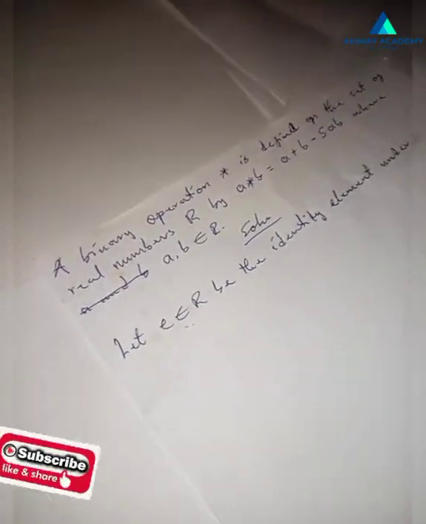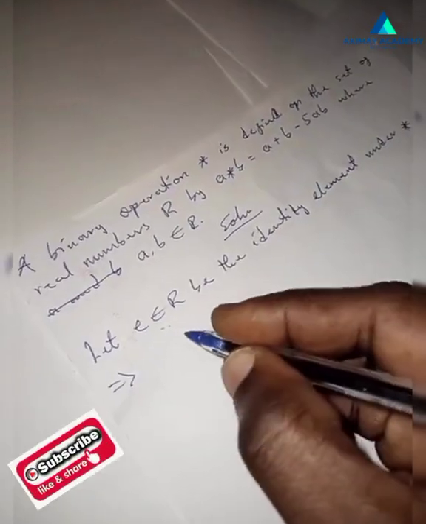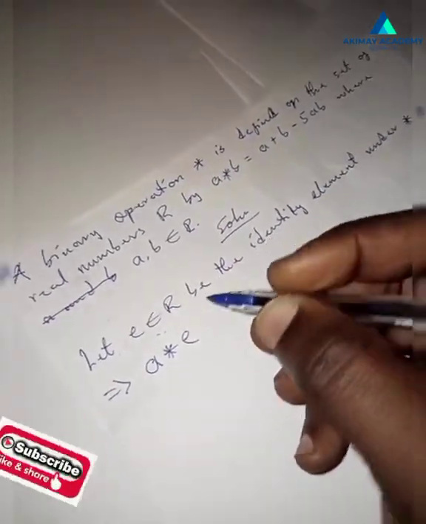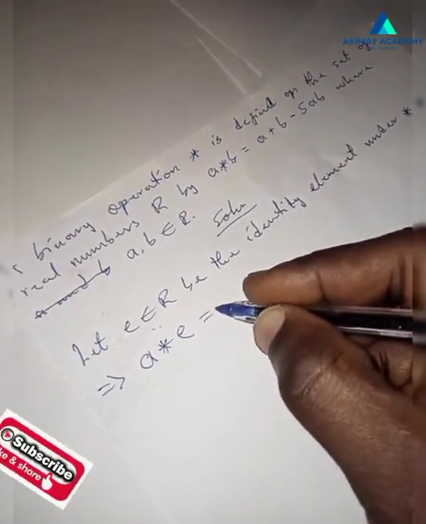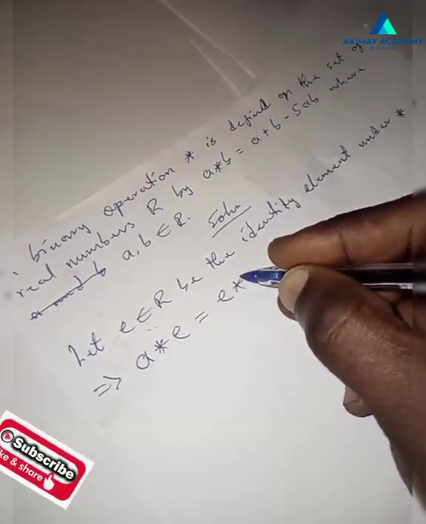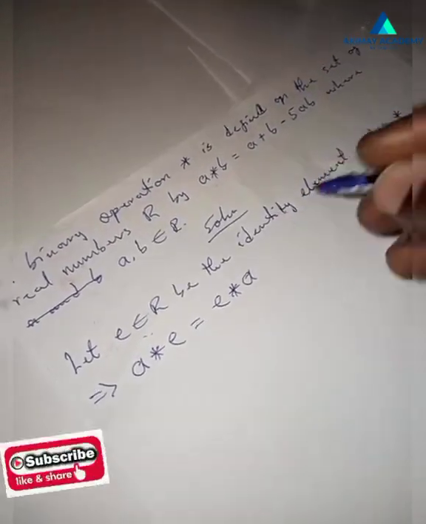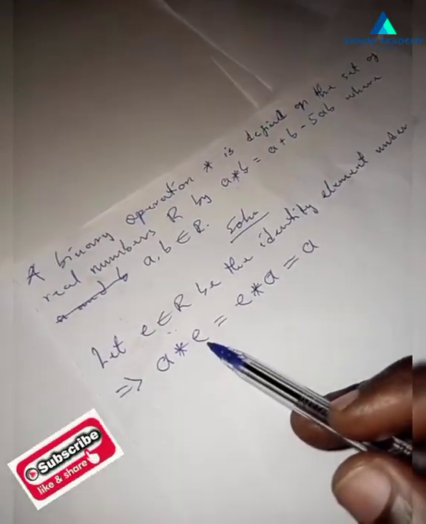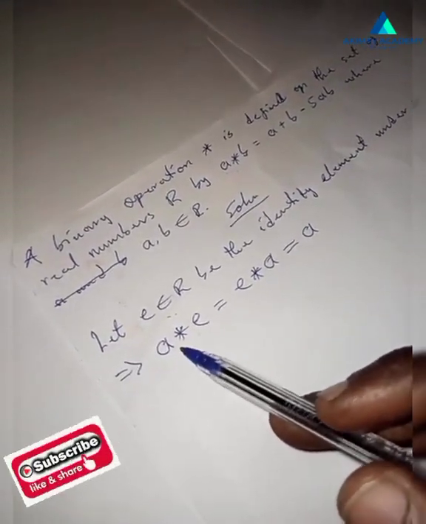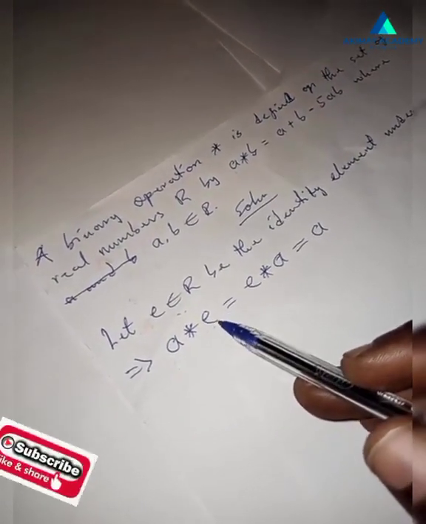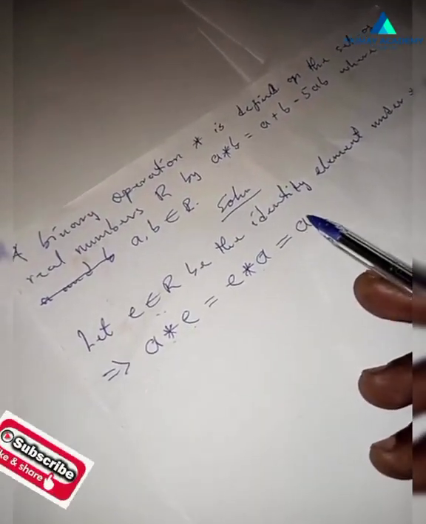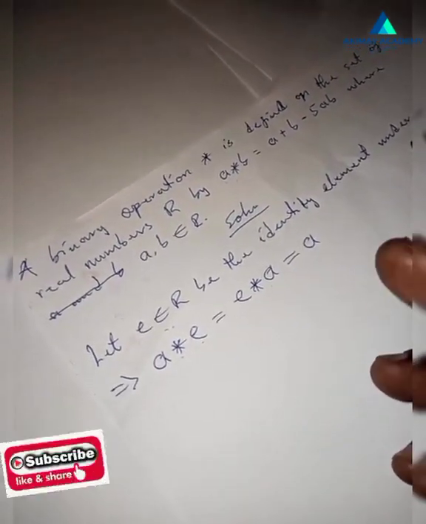Then in this case, we know that if you have A asterisk E, where E is the identity element, this should be equal to E asterisk A, and the final result should give us A. Because E is the identity element, anytime we combine a value with the identity element, in any way we place them, whether it comes first or last, we should get the same number we used in the combination.